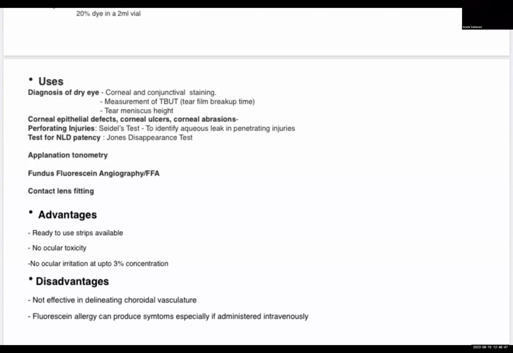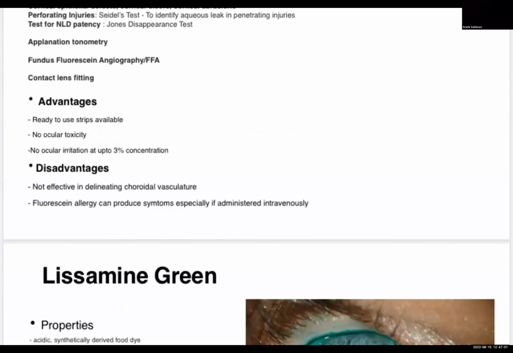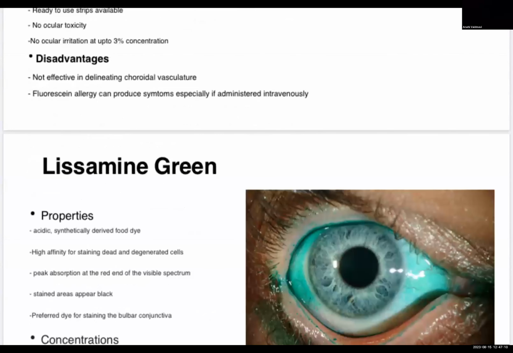In perforating injuries, it is used to perform Seidel's test, and for testing NLD patency, for example, in the Jones dye disappearance test. It is also used in applanation tonometry, fundus fluorescein angiography, and contact lens fitting. It is readily available as strips. It causes no ocular toxicity, but it is not effective in delineating choroidal vasculature.